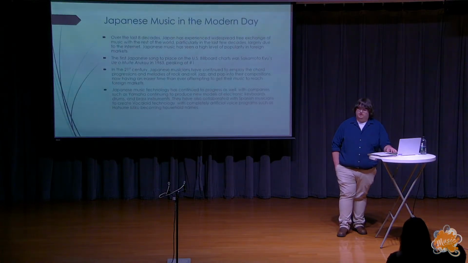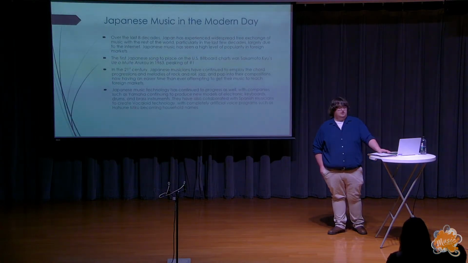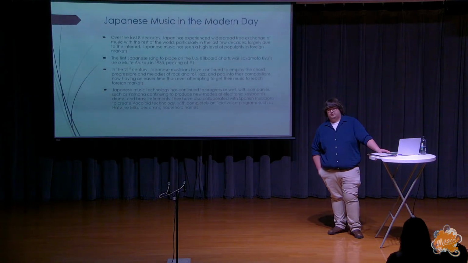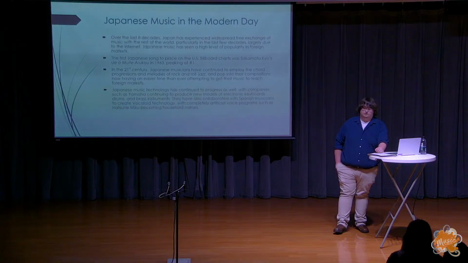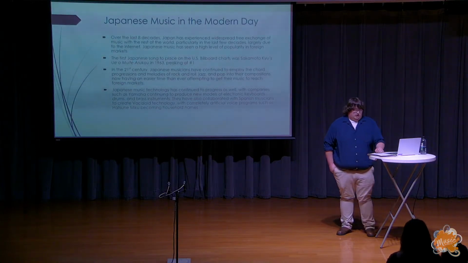The first Japanese song actually to place on the U.S. Billboard charts was Sakamoto Kyu's Ue o Muite Aruko in 1963. It debuted in Japan in 1961 and then took 2 years to get to the United States, but it did peak at #1 on the U.S. Billboard charts. It's the first Japanese song ever to do that.